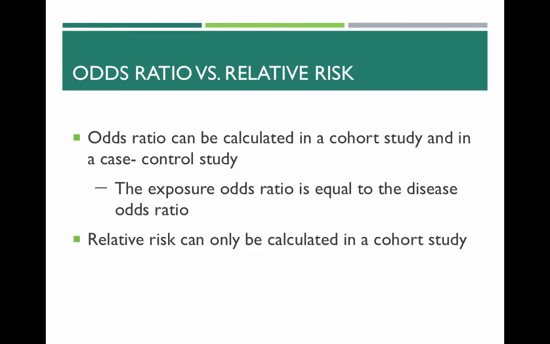So an odds ratio can be calculated in a cohort study and in a case control study. We typically don't use an odds ratio in a cohort study, but technically you can calculate it. A relative risk can only be calculated in a cohort study.